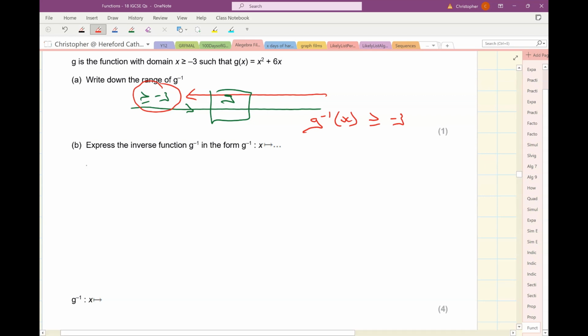Now it asks you to express the inverse function in this form. Let's have a look. So y equals x squared plus 6x. I'm going to make x the subject of that expression. It's quadratic, so I'm going to have to complete the square. So that's going to be y equals, completing the square on x squared plus 6x, (x plus 3) all squared gives me x squared plus 6x, but an extra 9, so I'll subtract that 9. And now I can make x the subject here. Add 9 to both sides.